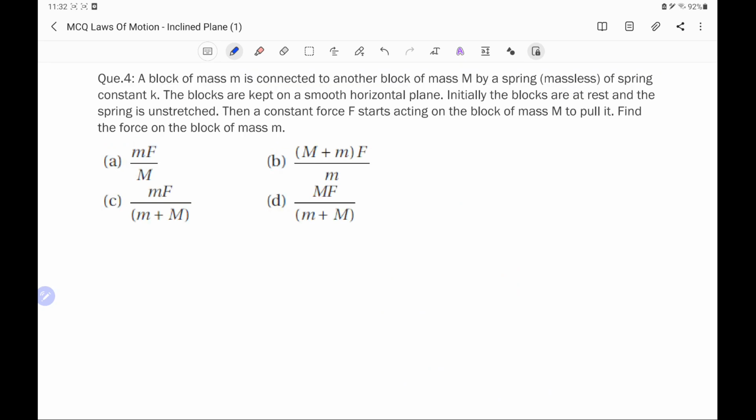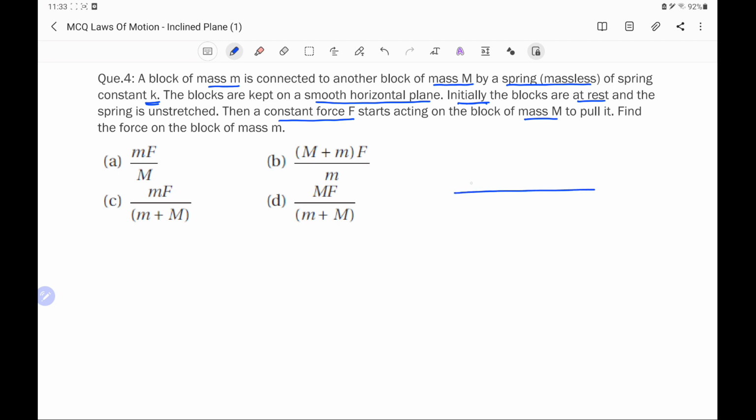Fourth question is, a block of mass m is connected to another block of mass capital M by a massless spring of spring constant K. The blocks are kept on a smooth horizontal plane, that means friction is zero. Initially blocks are at rest and the spring is unstressed. Then a constant force F is started to act on the block of mass capital M to pull it. Find the force on the block of mass small m.